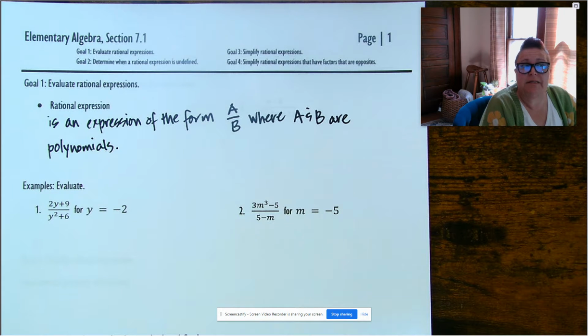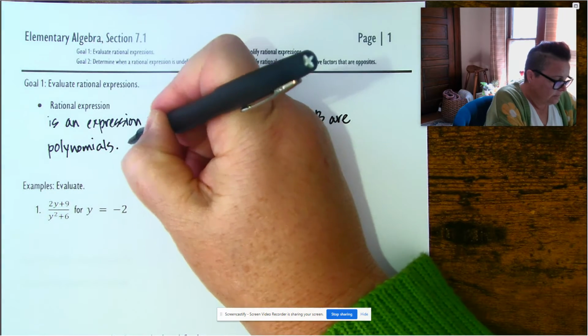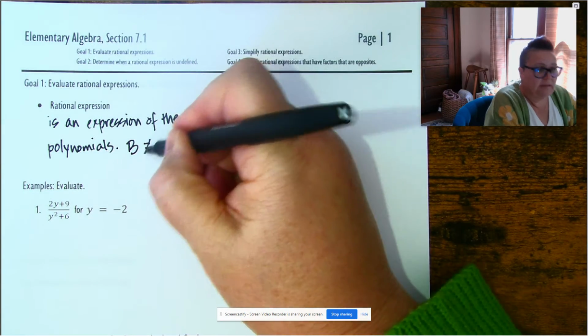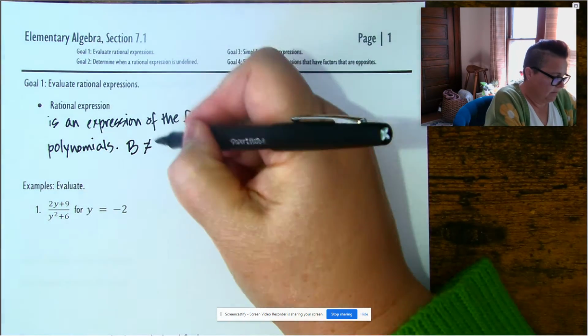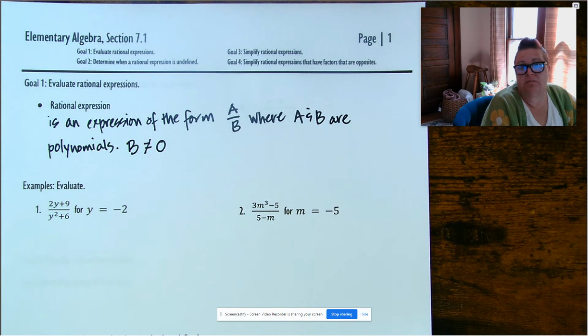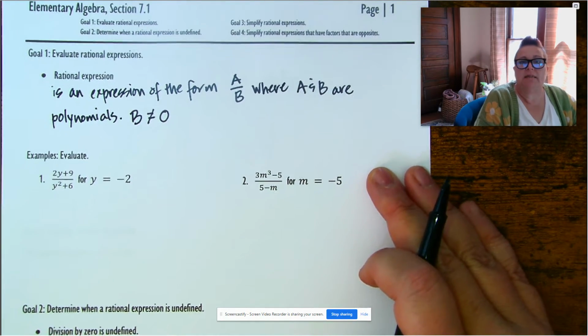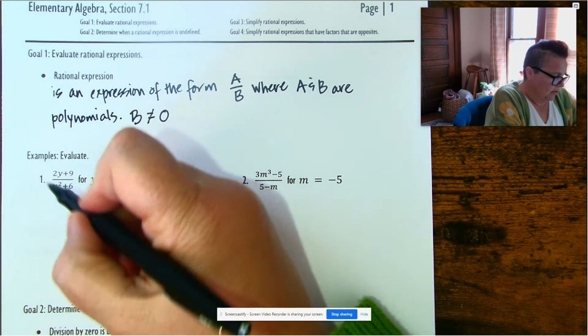Now, it's not interesting. Maybe you find it interesting, maybe you don't. But in the same way that fractions cannot have 0 in the denominator, the polynomial expression in the denominator, in this case our B value, whatever expression that might be, cannot be 0. So just like you cannot divide by 0 in a fraction, you cannot divide by 0 in a polynomial, right? Okay, our first goal is to just be able to evaluate these rational expressions. This means, can you put in a number and check out an answer?